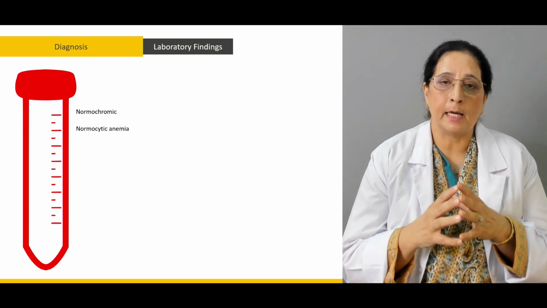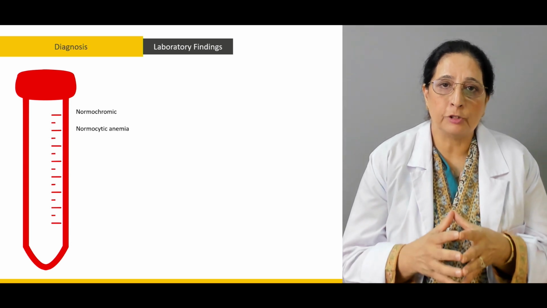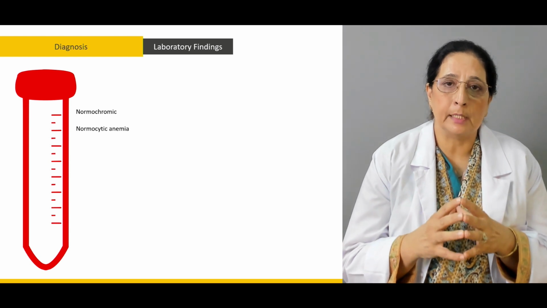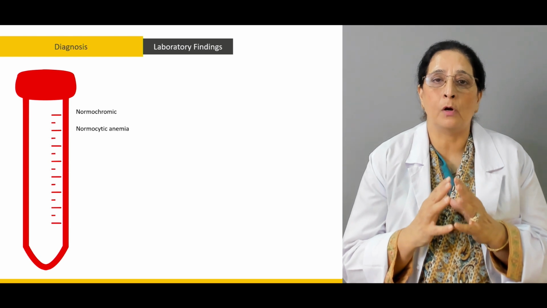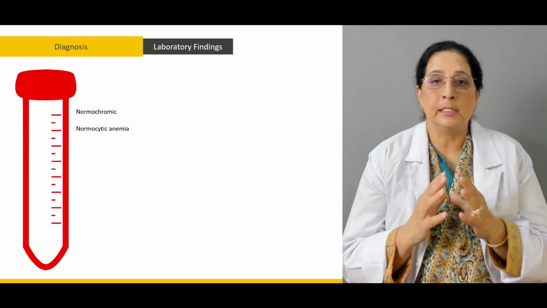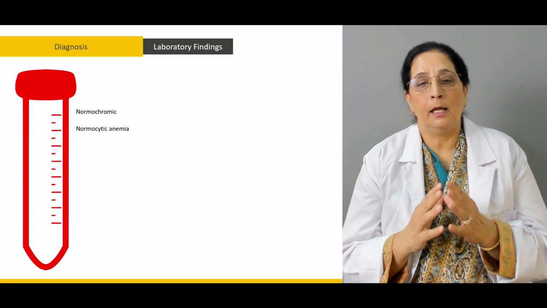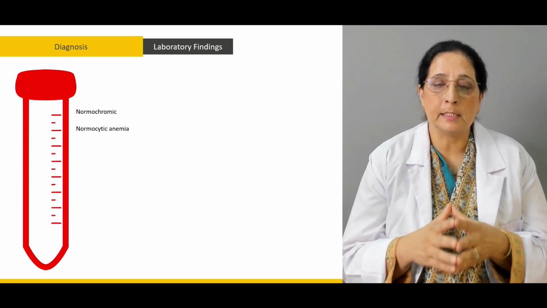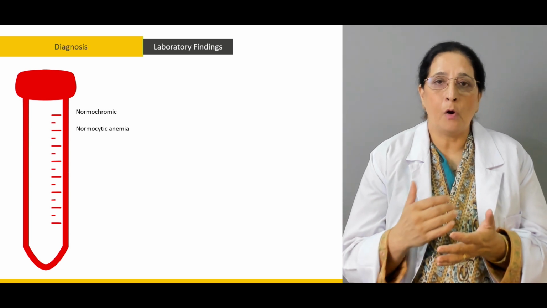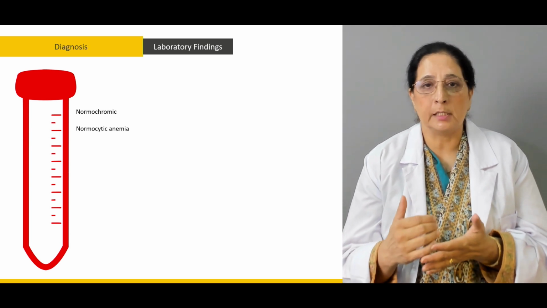The malarial parasite attacks the erythrocytes, the red blood cells, causing destruction of the red blood cells, and it can cause anemia, which is a decrease in the hemoglobin level and a decrease in the red blood cells. It can be normochromic, normocytic anemia.